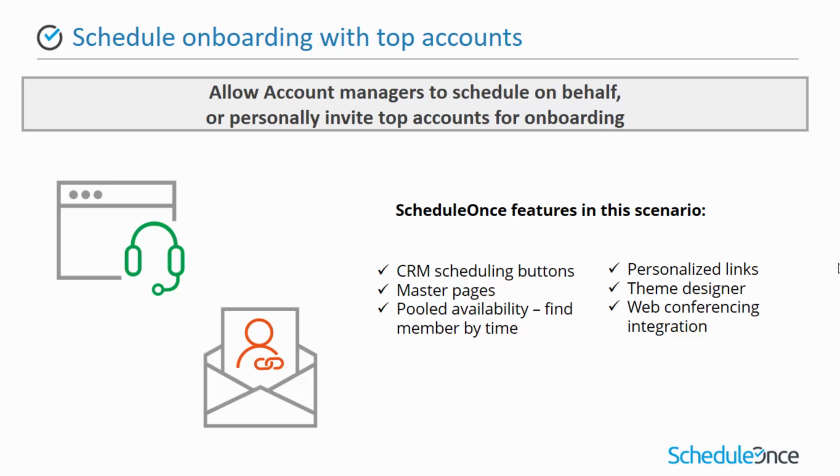So what you want to do is you can allow your account managers to schedule on behalf of these customers. So maybe your account manager calls them to welcome them to your company and to help them out, and they can schedule right on their behalf from your CRM, and I'll show you how to do that. Or they can personally invite these accounts for onboarding. Like the same way we had the personalized emails that I showed you in the lifecycle emails, you can also send those personally in just any email that any account manager writes out to your top accounts. So that's also another option that you can do with personalized links. But I want to show you right now how you can do our scheduling on behalf feature from your CRM.